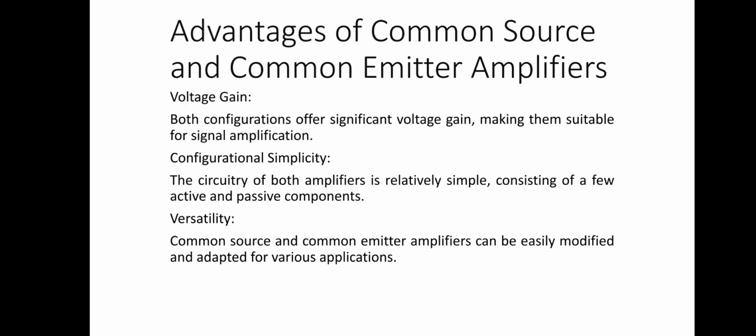Advantages of common source and common emitter amplifier. Voltage gain: both configurations offer significant voltage gain, making them suitable for signal amplification. Configurational simplicity: the circuitry of both amplifiers is relatively simple, consisting of a few active and passive components. Versatility: common source and common emitter amplifiers can be easily modified and adapted for various applications.